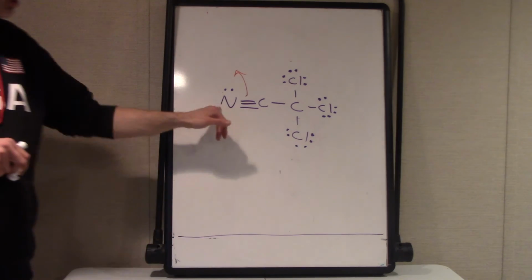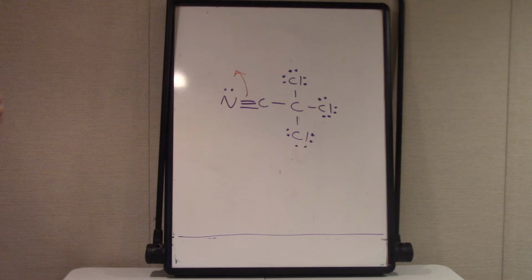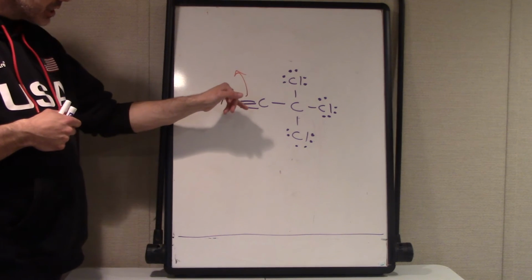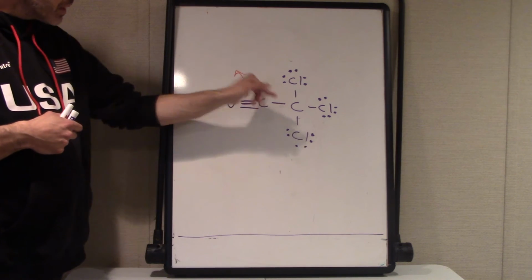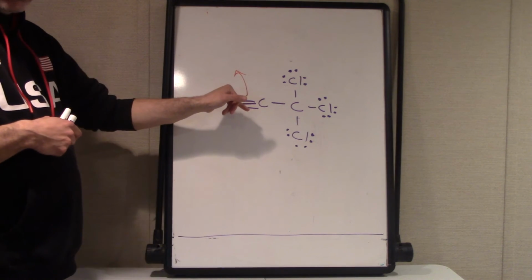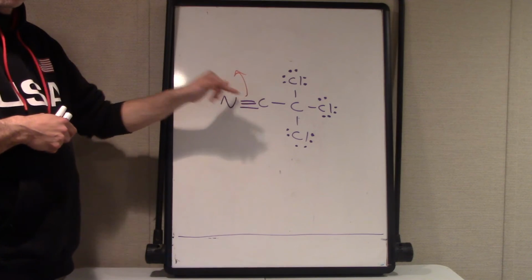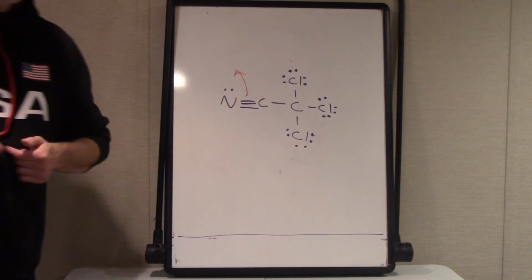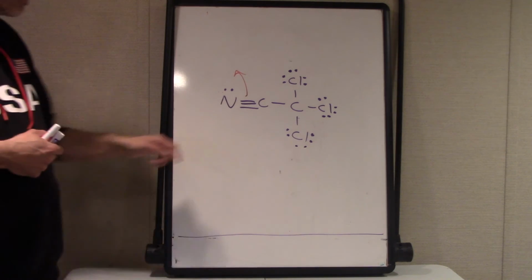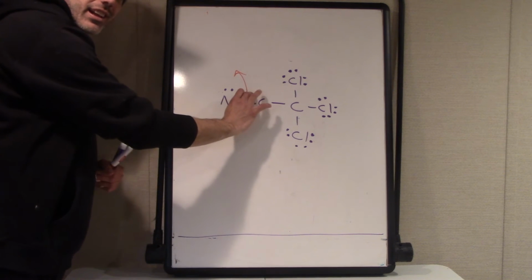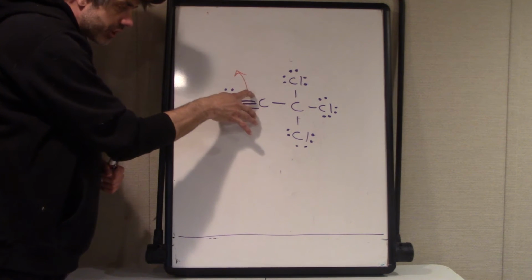So sigma bonds we talked about as the overlap of hybrid orbitals. Well, what kind of hybrid orbitals do we have? It's going to be a hybrid orbital from nitrogen and a hybrid orbital on carbon. We already decided what the hybridization of the nitrogen was. We said it was sp from two electron groups. So now we just got to figure out what the hybridization of that carbon is. So we're going to count the electron groups on the carbon. Remember, this triple bond only counts as one electron group.